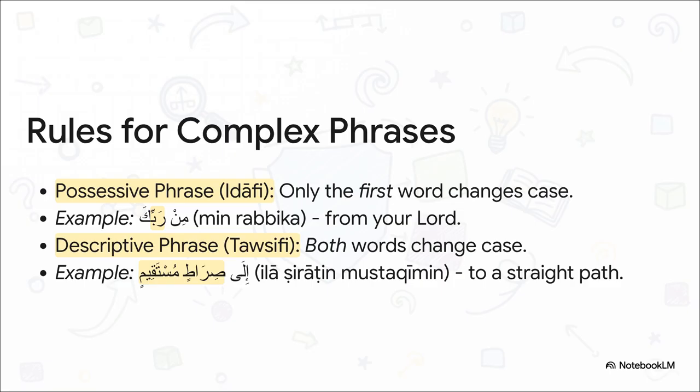effect, so you see min rabbika. But if it's a descriptive phrase, where you have a noun and an adjective, like a straight path, then both words change, ila siratin mustaqimin. Getting this distinction right is a total game changer for reading accurately.